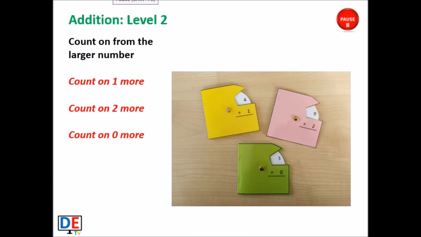Number fact wheels can be used to help your child consolidate the count on from the larger number strategies. Make wheels for count on 1 more, 2 more, and 0 more.